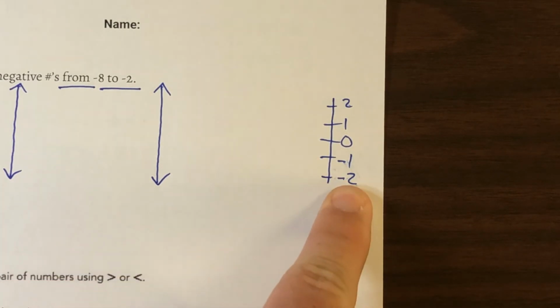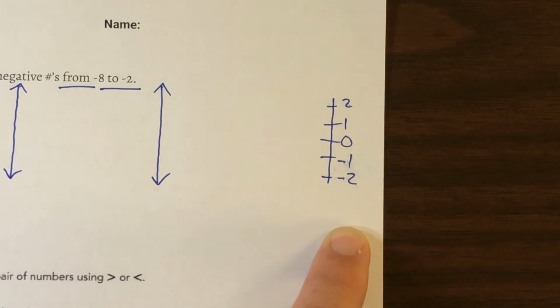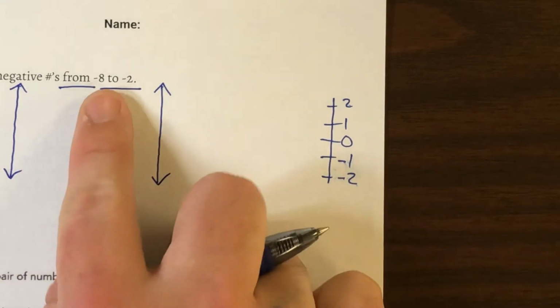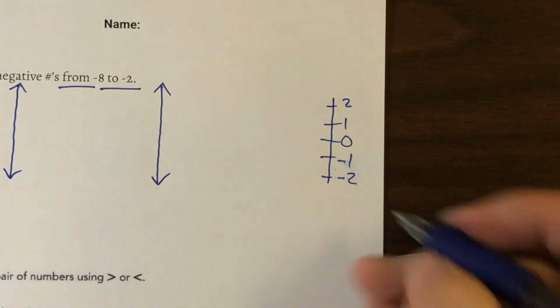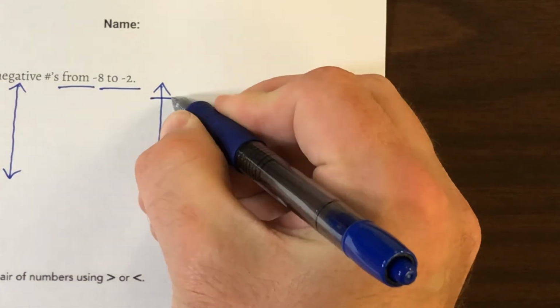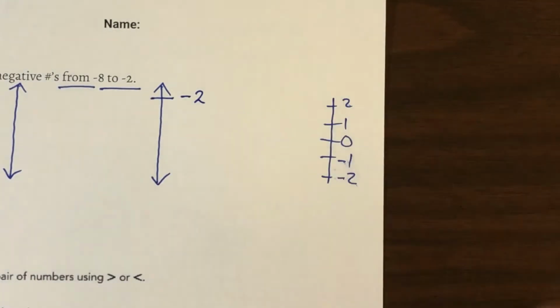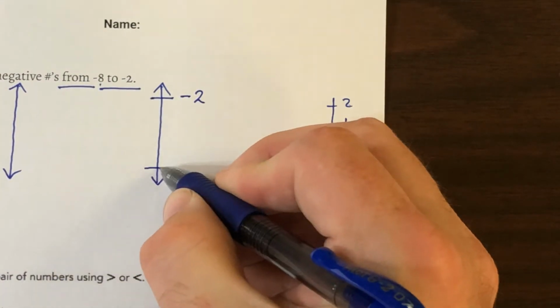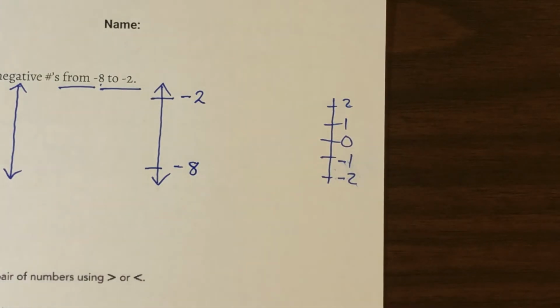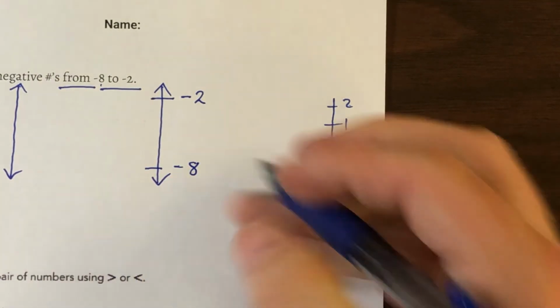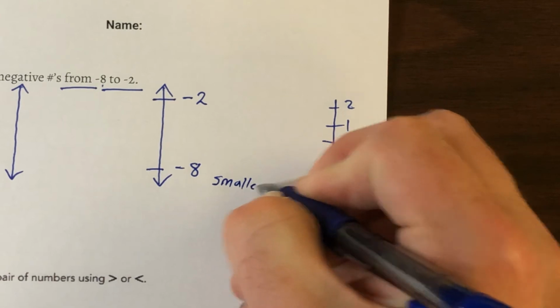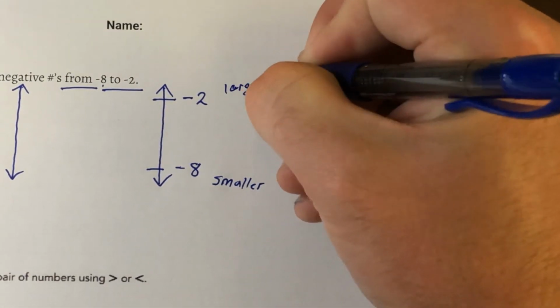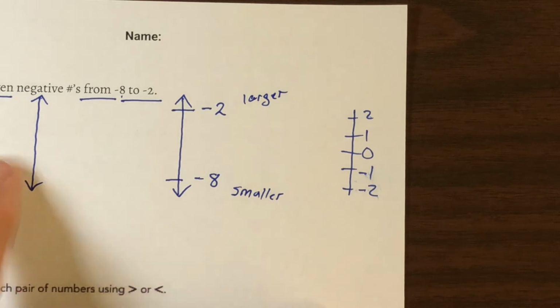Well, if I see negative 2 right there, that means if I go smaller, it's going to be negative 3. Smaller is negative 4. Smaller is negative 5. Negative 6, negative 7, negative 8. So if I'm dealing with negative 2 and negative 8, negative 2 is my largest number. It's closest to 0. Negative 8 is 8 below 0. It's my smallest. So negative 8 is smaller. Negative 2 is larger.